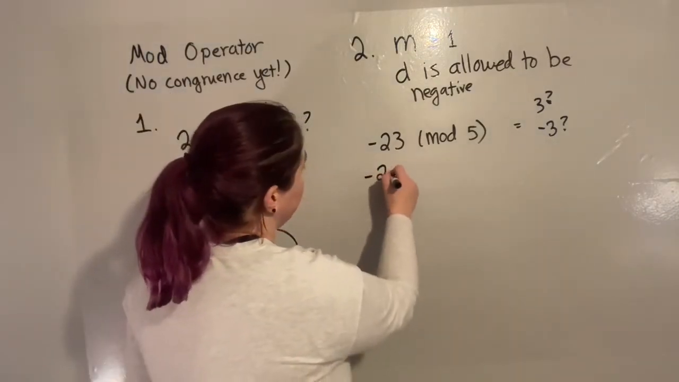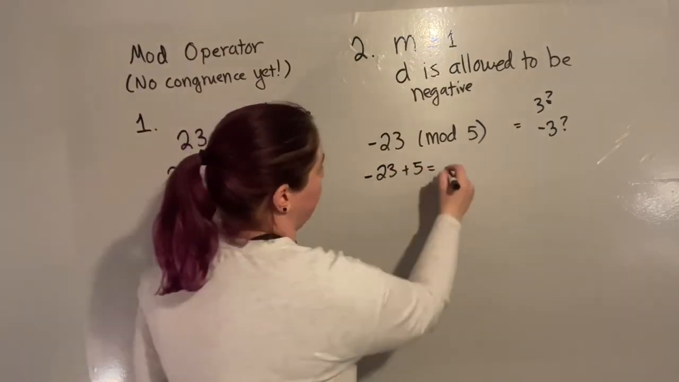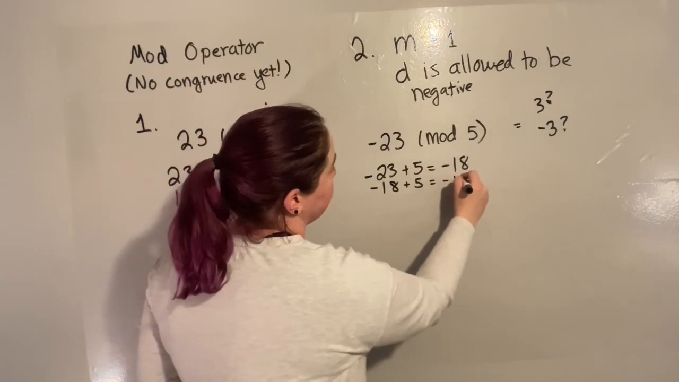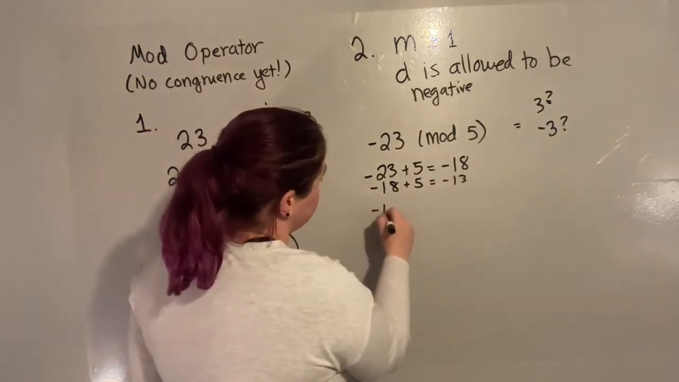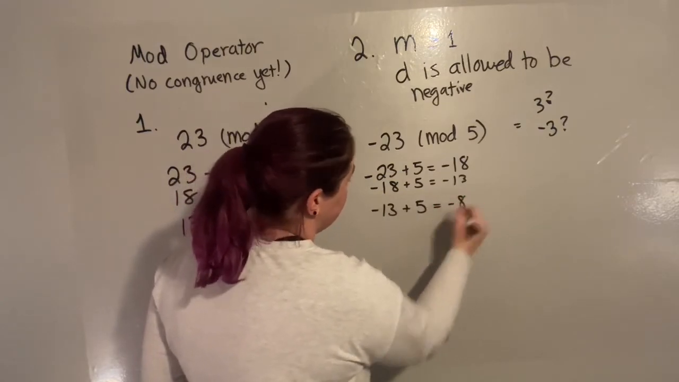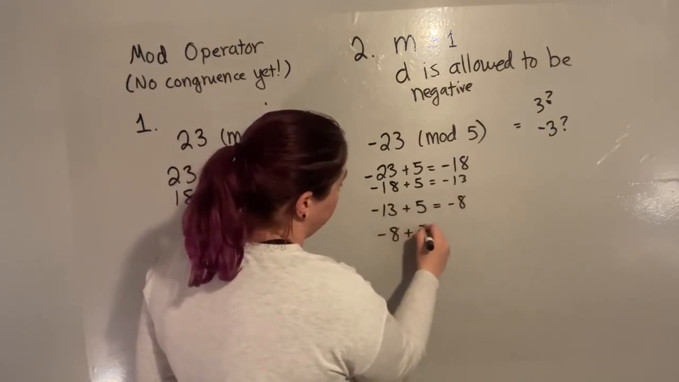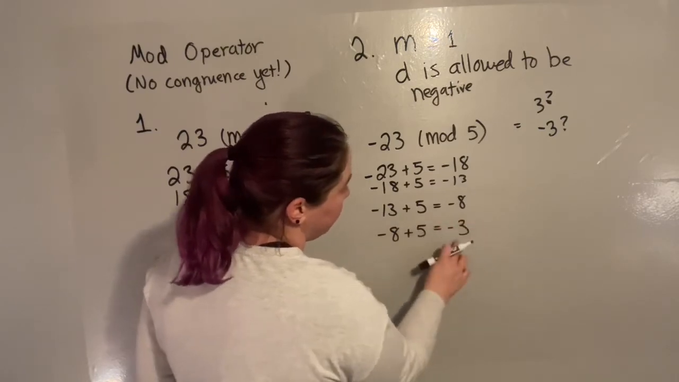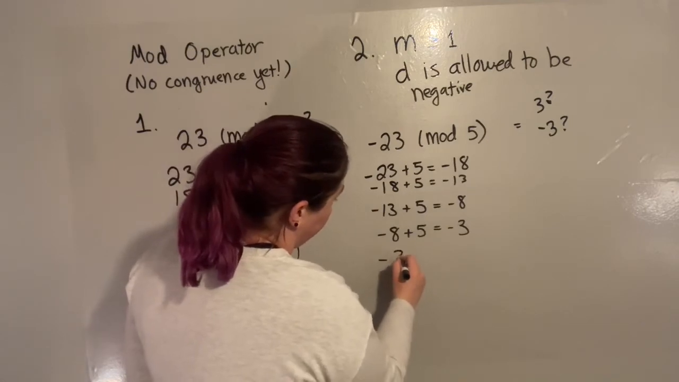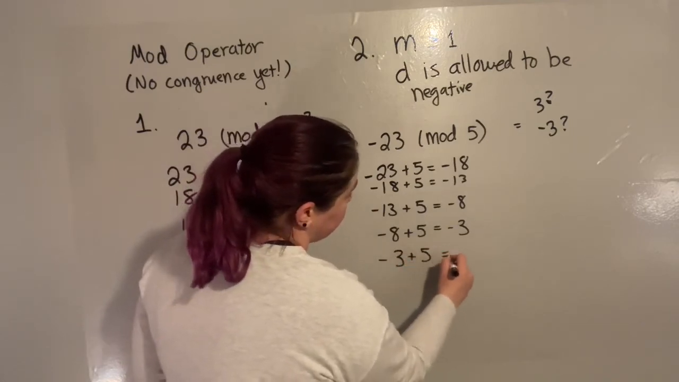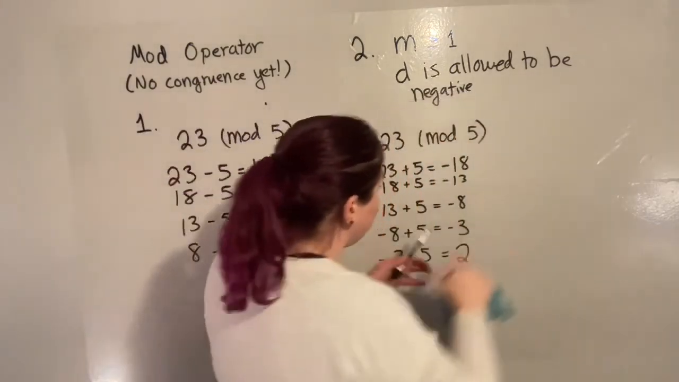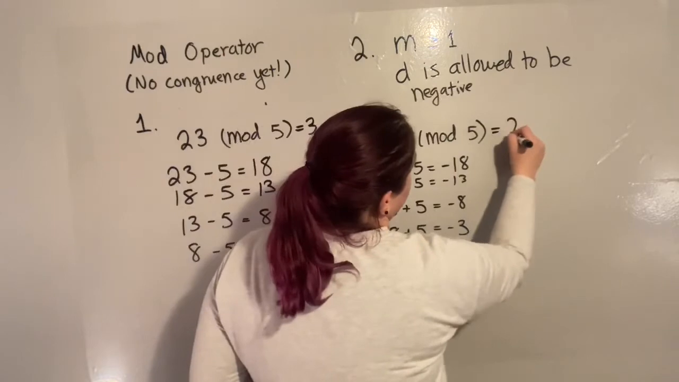If I do negative 23 plus 5, that is minus 18. Minus 18 plus 5 is minus 13. Minus 13 plus 5 is minus 8. And minus 8 plus 5 is minus 3. That's why I said that answer is closer. And then minus 3 plus 5 is 2. And in the case of negative 23 mod 5, the answer is actually 2.